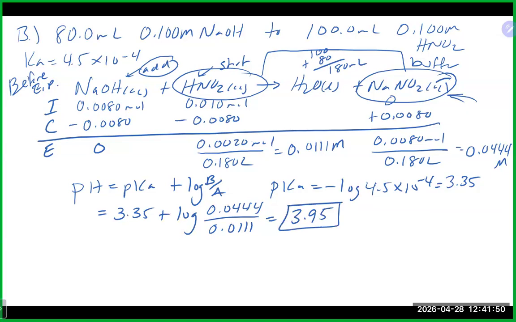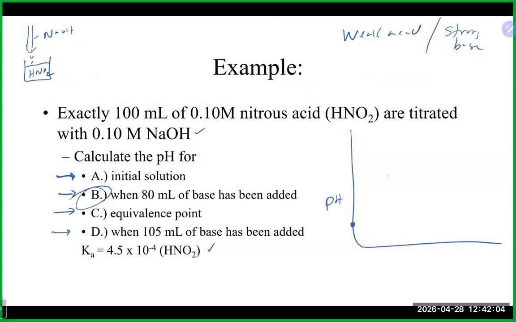Any questions on the ice table or any of those calculations? Makes sense so far, right? We're adding some base, our pH went up. Again, if your pH went down at this point, you are definitely going in the wrong direction. Your titration curve is not going in the right way. I'll pop a dot maybe there.